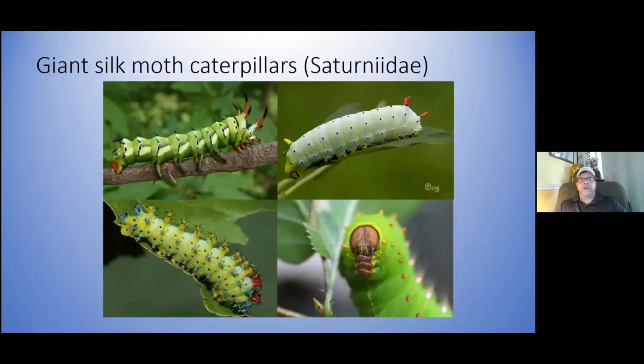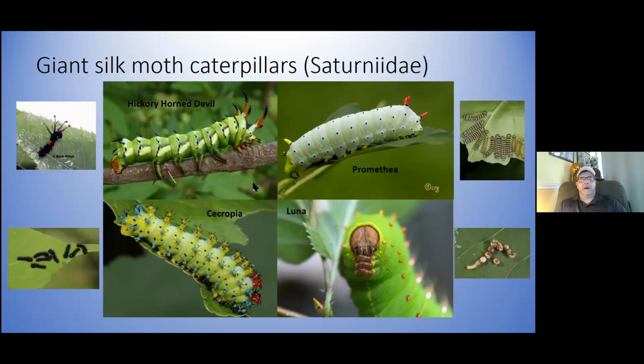Of course, the giant silk moth caterpillars are fan favorites. So things like the hickory horned devil and some of these guys. So I put the early instars and the late instars so you can see what they grow into. Here's Promethea, the hickory horned devil, Cecropia moth, Luna moth caterpillars. These are all beautiful, beautiful, fun things to rear. Rear them again on the host plant that you find them on.